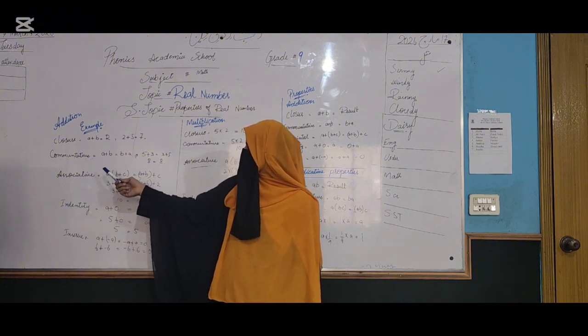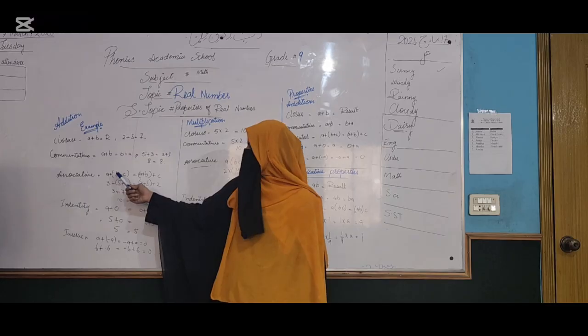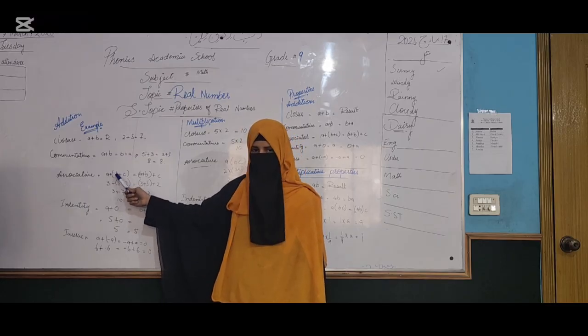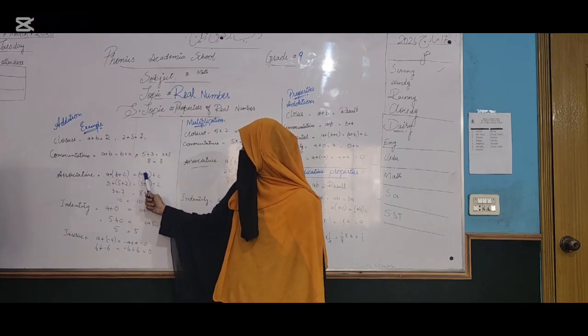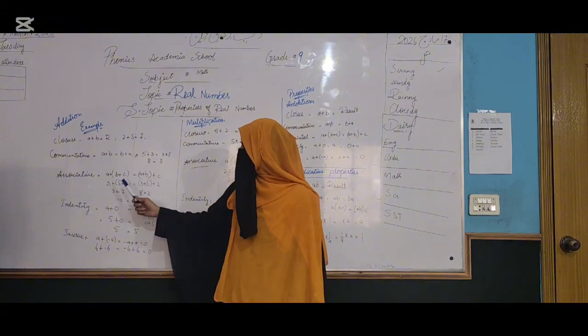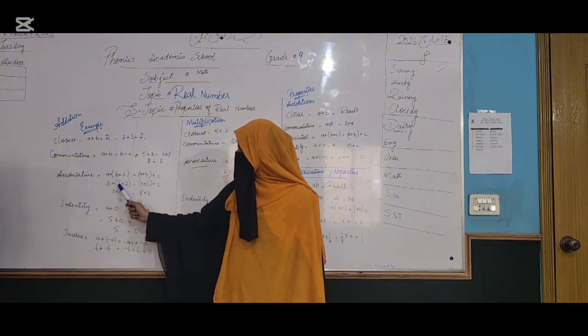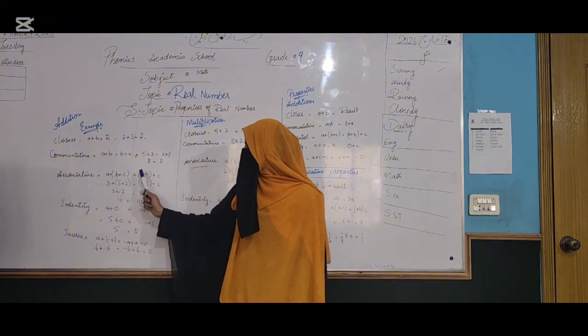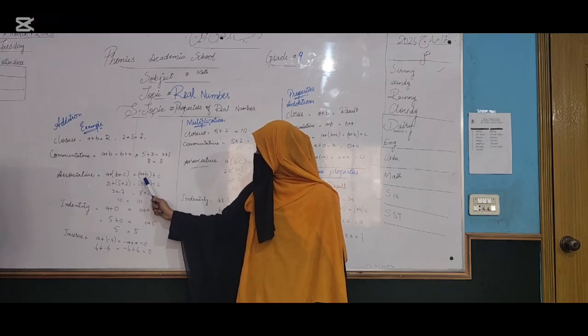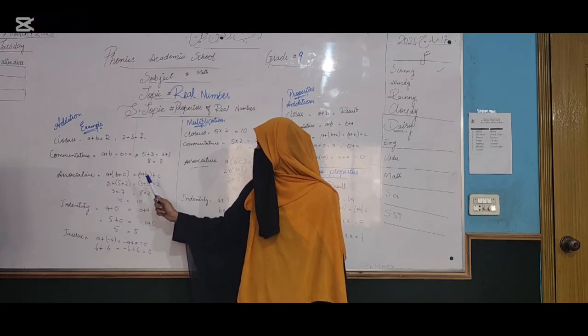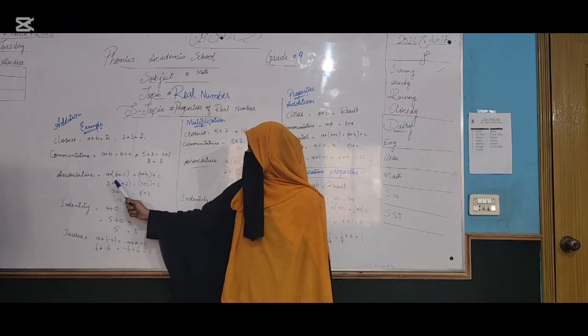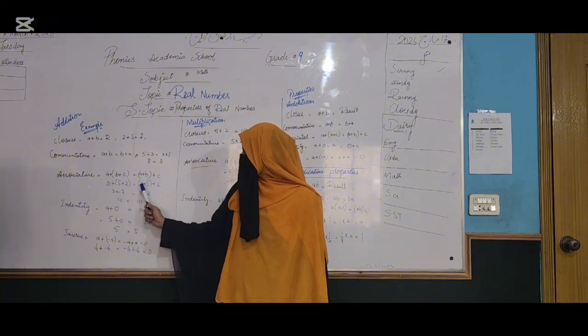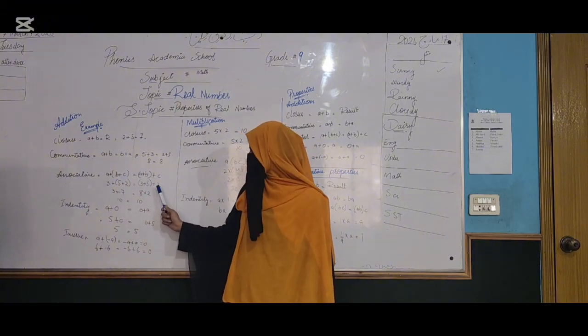Associative addition property: a plus bracket b plus c is equal to bracket a plus b, plus c. So a is equal to 3, b is equal to 5, c is equal to 2. According to this, 5 plus 2 is equal to 7, plus 3 is equal to 10. 3 plus 5 is equal to 8, 8 plus 2 is equal to 10.